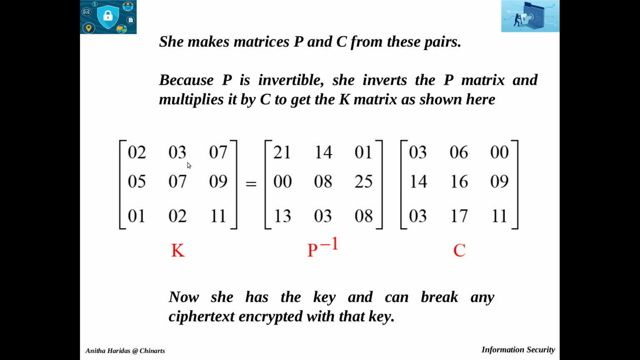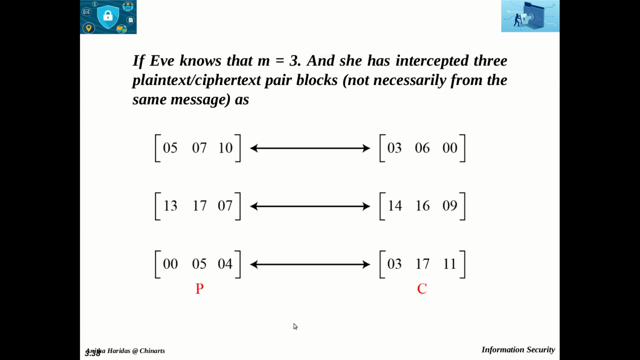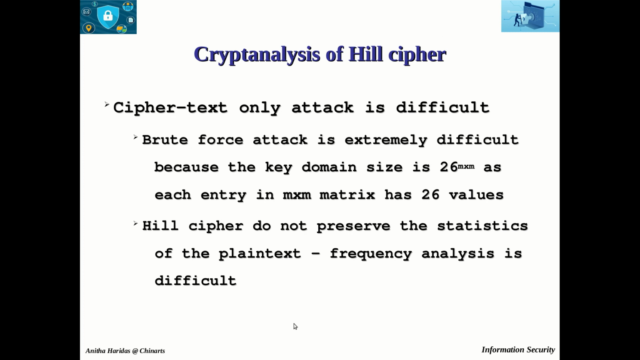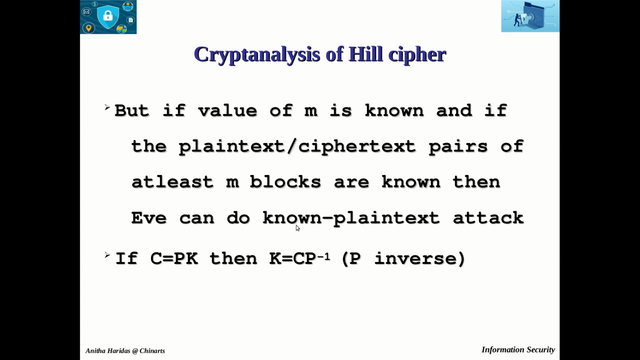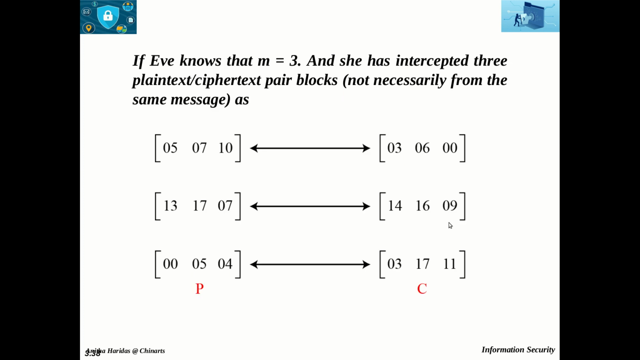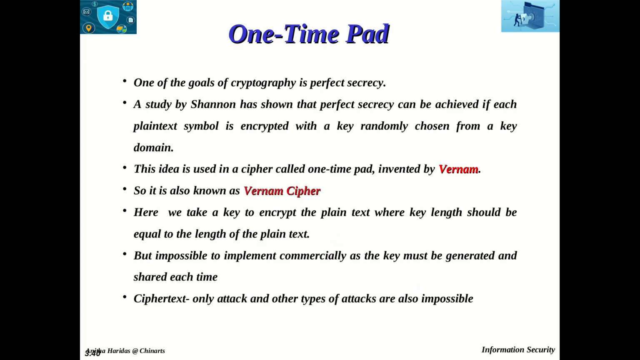Then she will get the key value which can be used to break any ciphertext encrypted with that particular key. So this is the cryptanalysis part of the Hill cipher. So the Hill cipher is safe or secure from the ciphertext only attack, but it is not secure from the known plain text attack. So that's it about the Hill cipher.